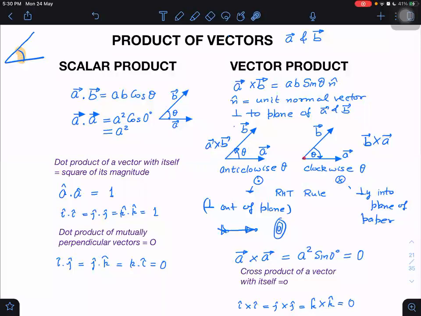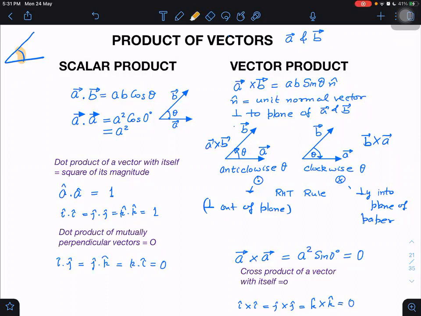So what is the direction of B cross A? The direction of B cross A is, we can say, clockwise, and we can also say it is the direction which is going away from us. What is the direction of A cross B? The direction of A cross B, we can say anti-clockwise, or we can say it is the direction which is dot, coming towards us, perpendicularly towards us. Remember this thing, coming towards us.